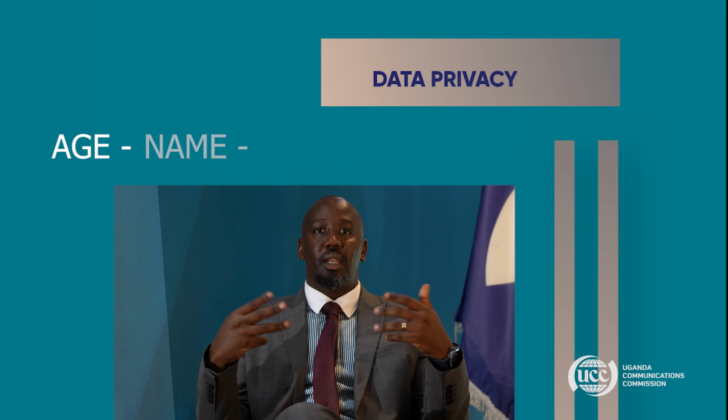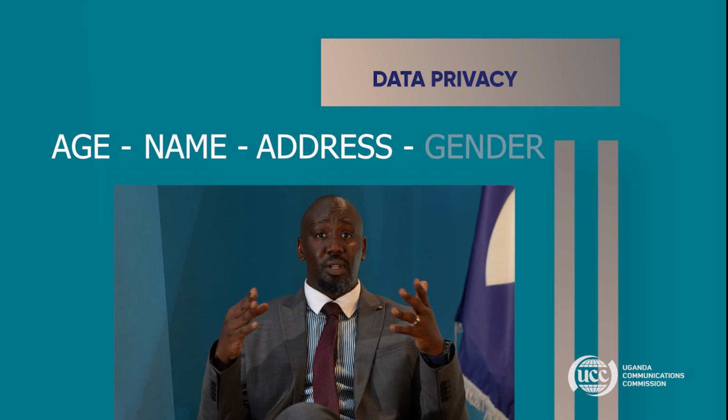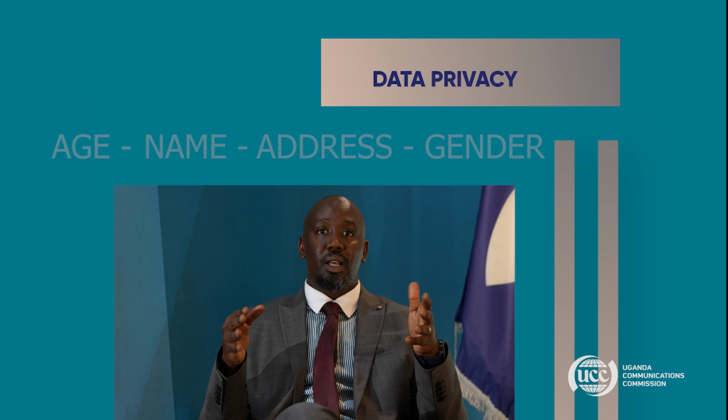So when you talk about data protection, you're talking about personally identifiable information. Information that can relate to an individual. It could be their age, their name, their address, their sex, as long as it connects to someone. So in that case, it's just not sufficient to do that.